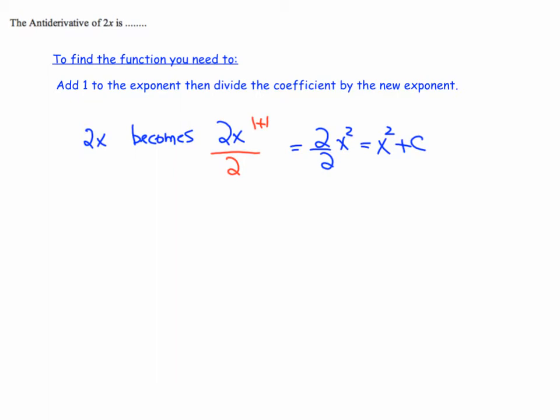You have to add that constant at the end because the derivative of any constant is 0. And you can always check your work in this lesson, because the derivative of x squared, we know to be 2x.